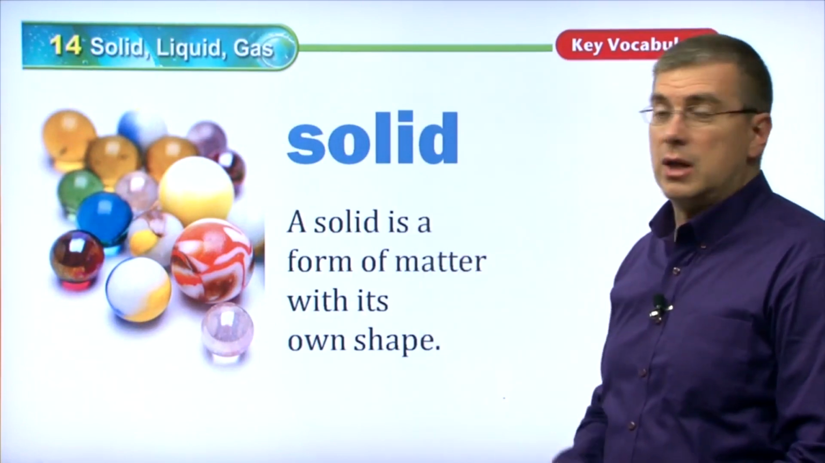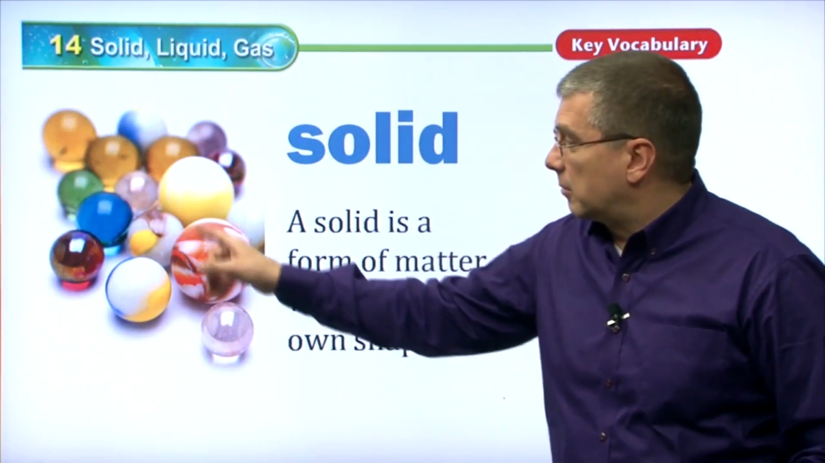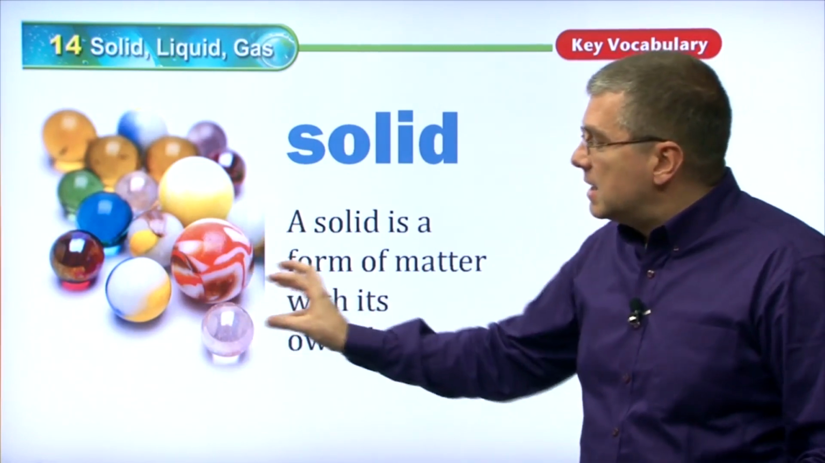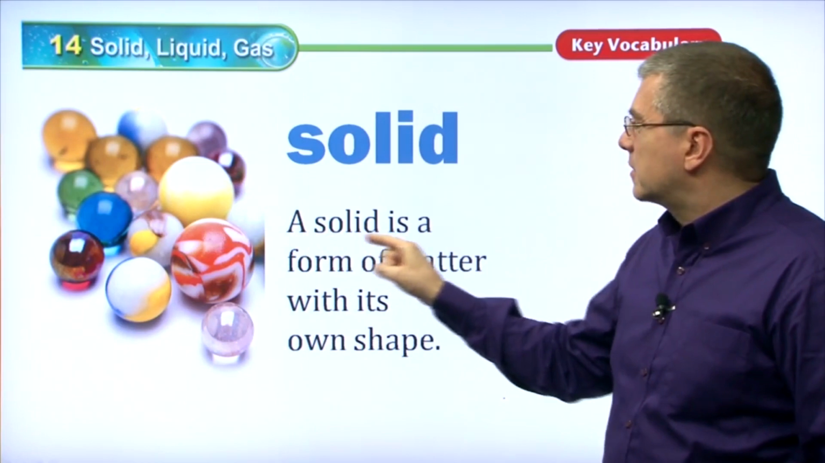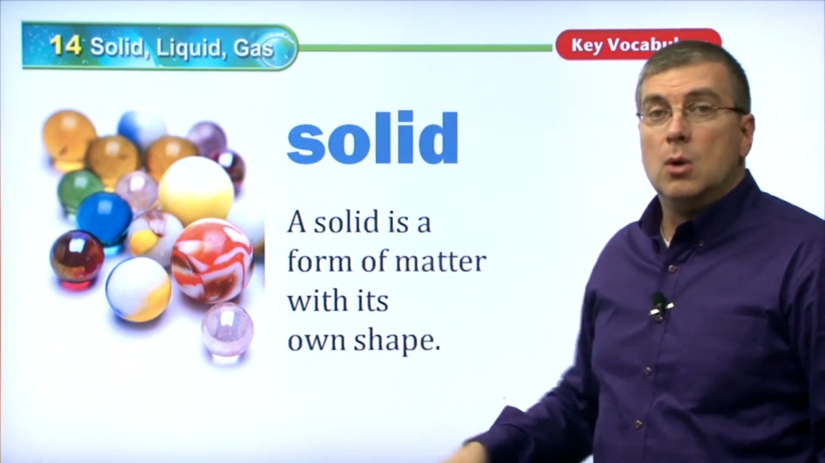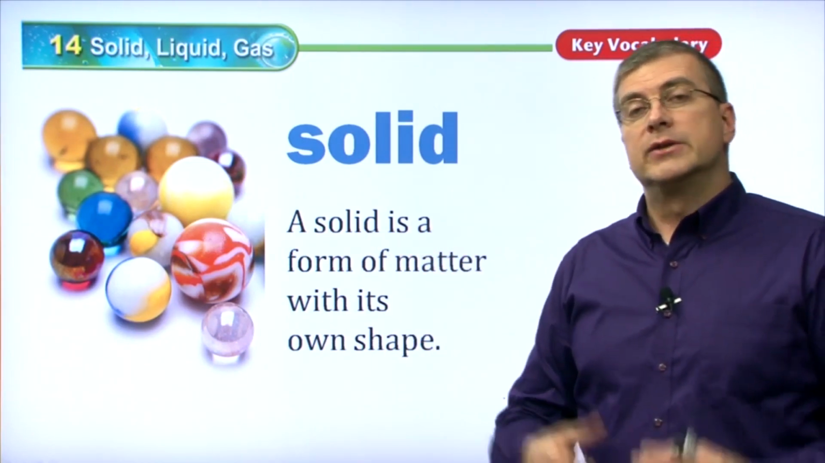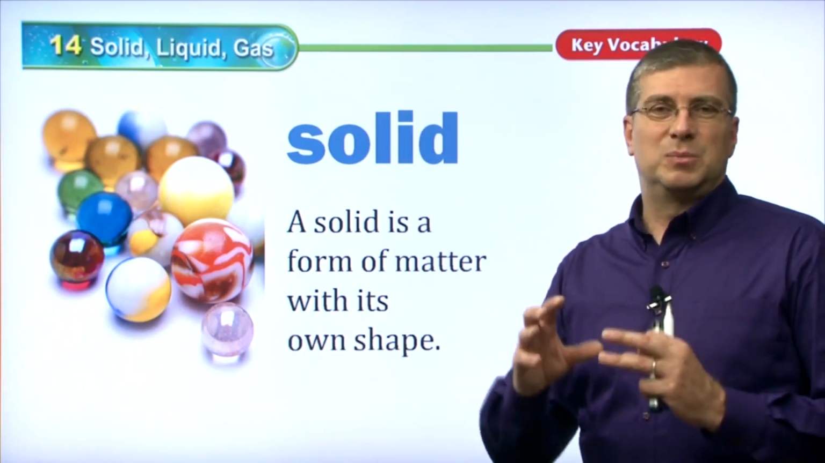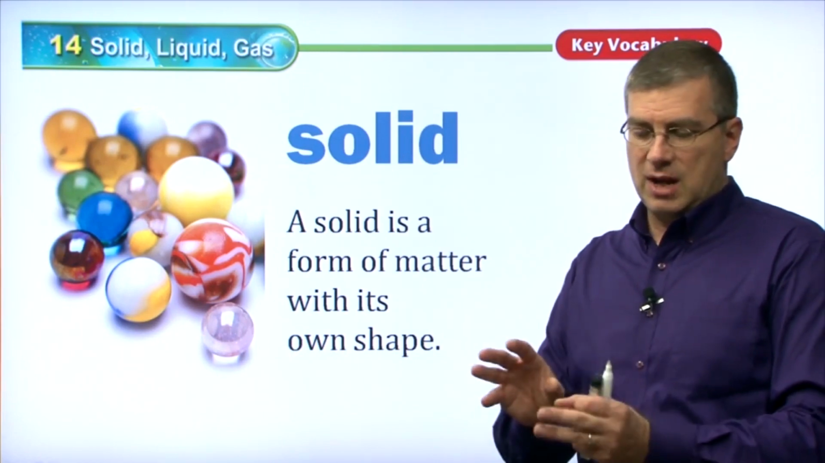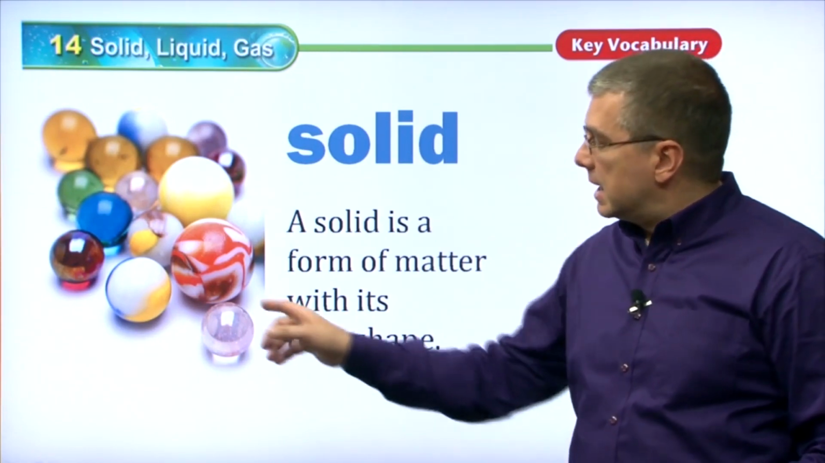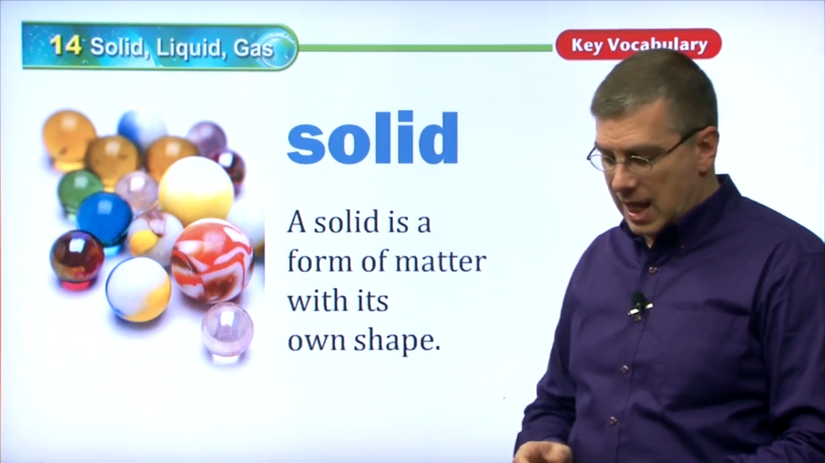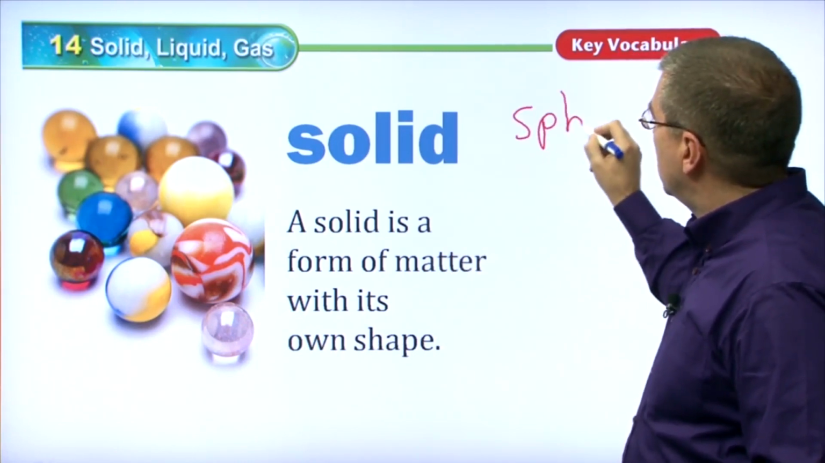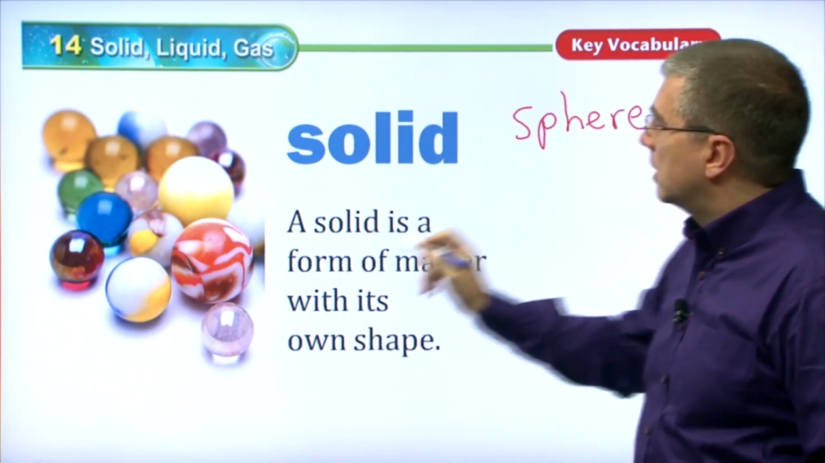First of all, we have solid, as I saw before. These, of course, are marbles. They're probably granite or glass, and these are solid. What is a solid? A solid is a form of matter with its own shape. So if a certain type of matter out there in the world has its own specific shape, it has a shape that is defined. It's a triangle, it's a sphere, it's a circle or whatever. A sphere, by the way, that's the shape here that we see of these marbles. This is a sphere.